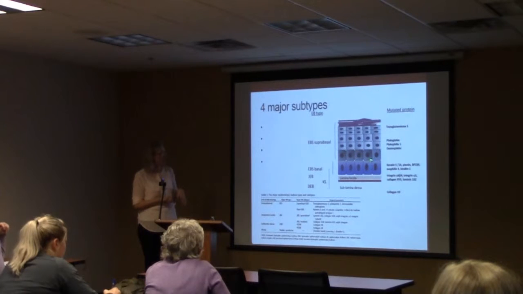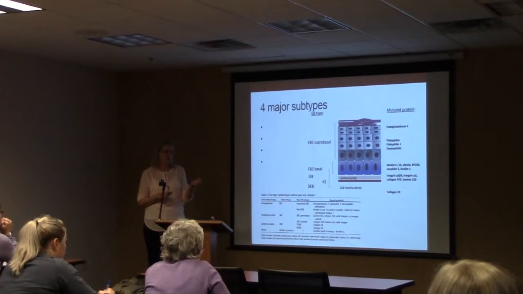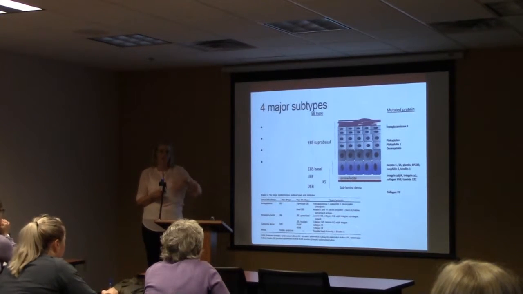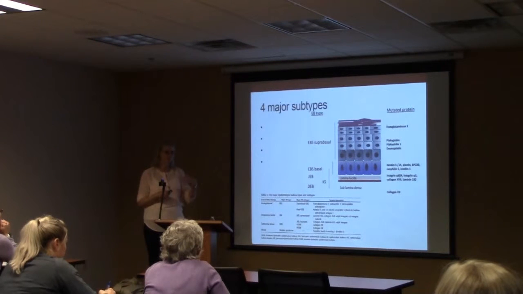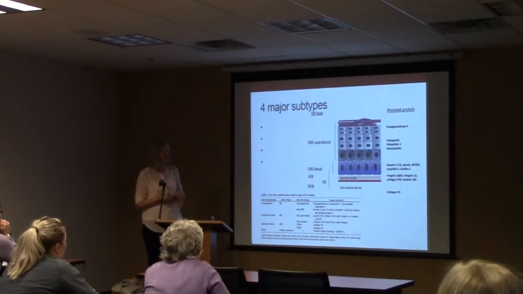If they have junctional EB, it occurs at this layer right above the basement membrane. These patients can lose their fingernails, typically does not result in scarring, but more frequently will have more internal involvement, so more mucosal membrane involvement. They can have urethral involvement, they can have rectal involvement, so any mucosal membrane can be involved.